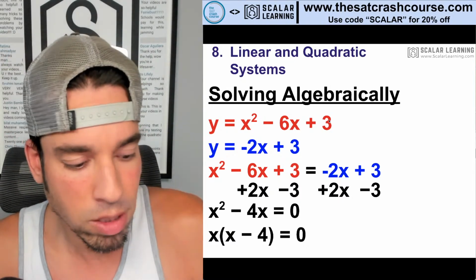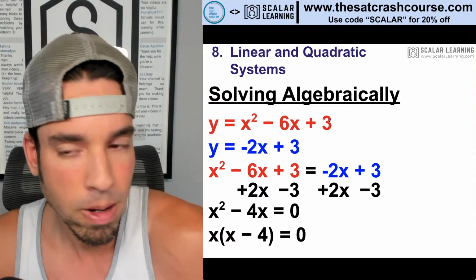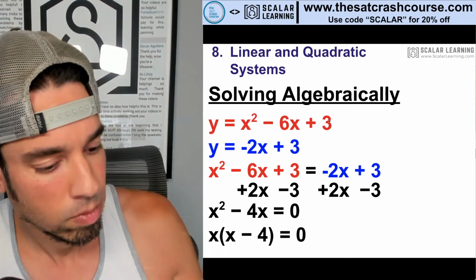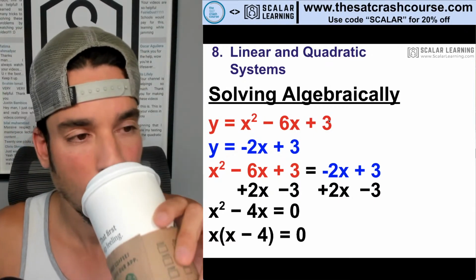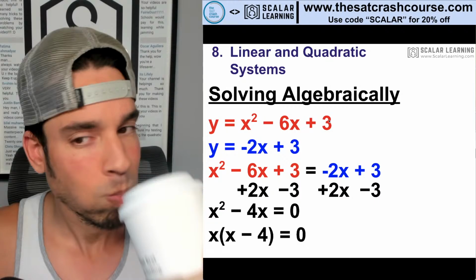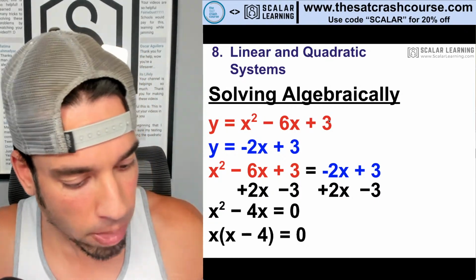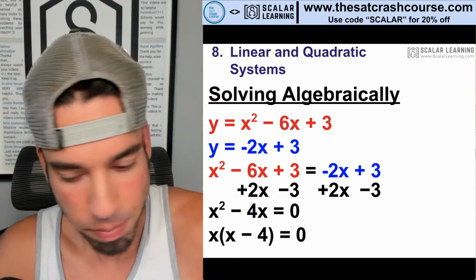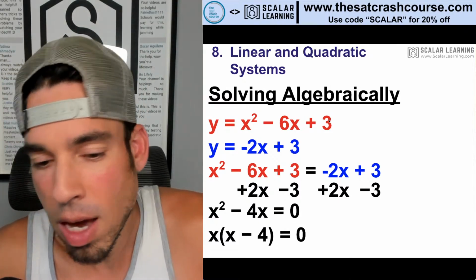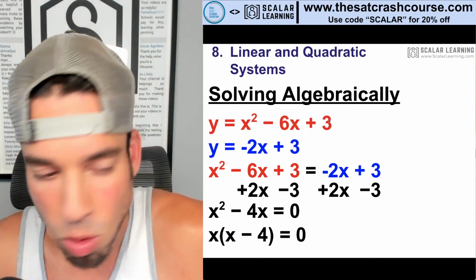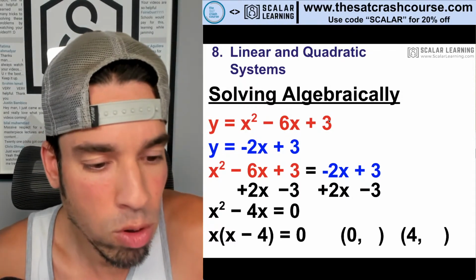Put it in the chat. What do you guys think of those 2 solutions for x? I'm going to give you guys 20 seconds. Go for it. I see Cole's got it in there, 0, 4. That is correct. Well done, Cole. And so we got 0 and 4, and those are our 2 solutions.